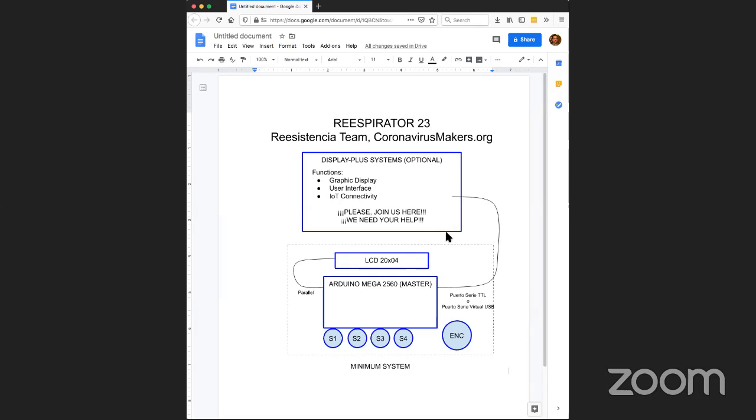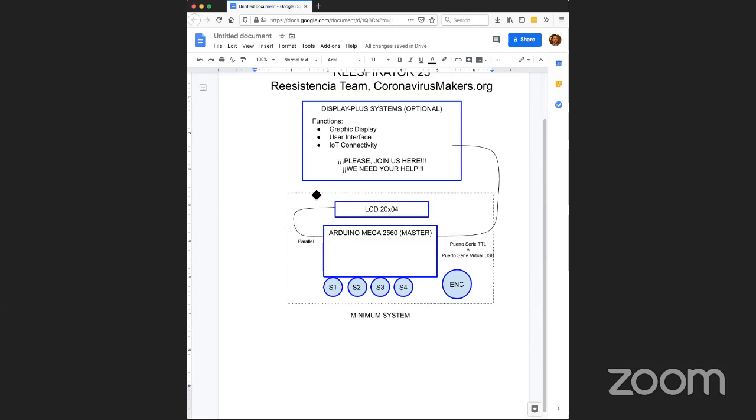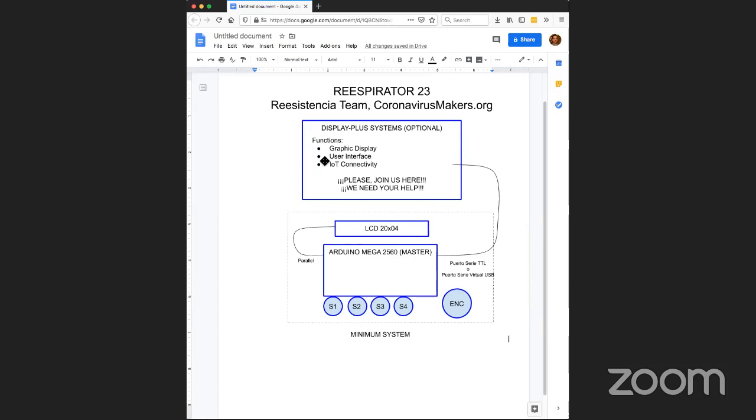So now, in this last image, you can see the Respirator 25 Resistencia team that is part of coronavirusmakers.org. We are a very huge crew of volunteers, and we are working in small work teams. So we are about to release this part that is a minimum system. In the testing, we used an example of a Display Plus system, but it's not the last one. So we are going to release this for all the world.